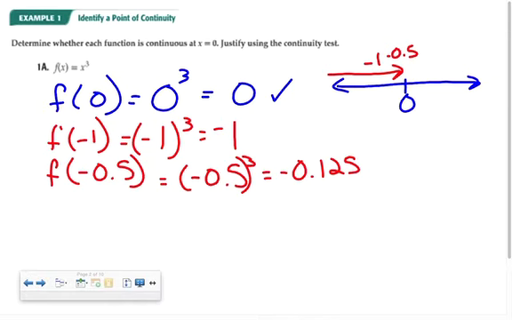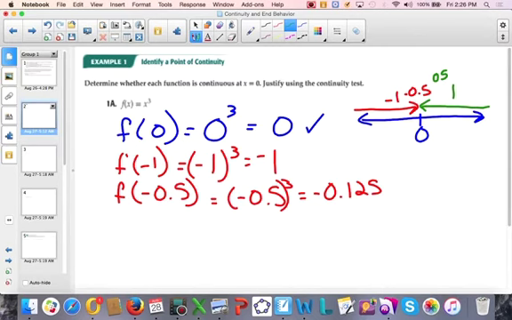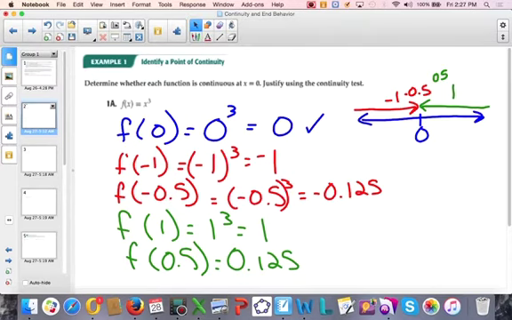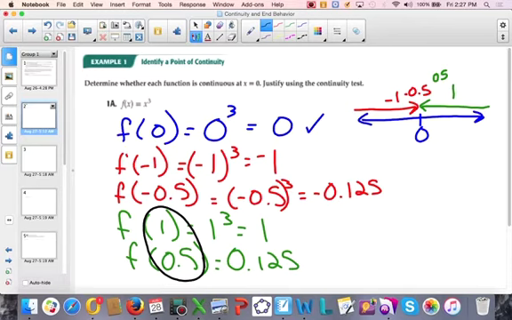Now I'm going to approach it from the right. And as I approach it from the right, some numbers that are really close to 0 might be 1 and positive 0.5. When I evaluate f of 1, I get 1 to the third power, which is 1. When I evaluate f of 0.5, I get 0.125. And once again, as my x's are getting closer to 0, my function values are also getting closer to 0. So that's another part of the continuity test.